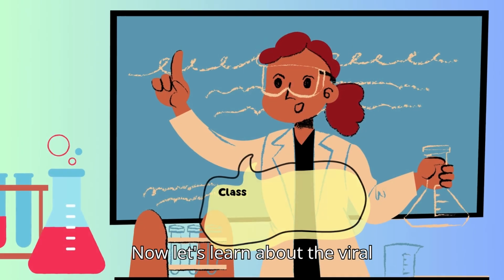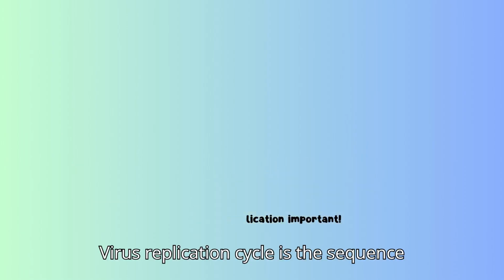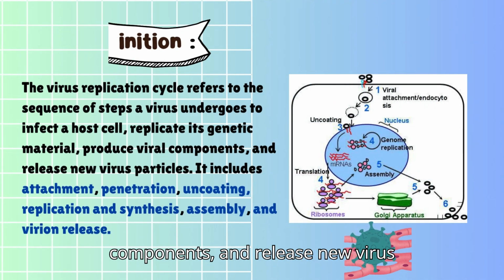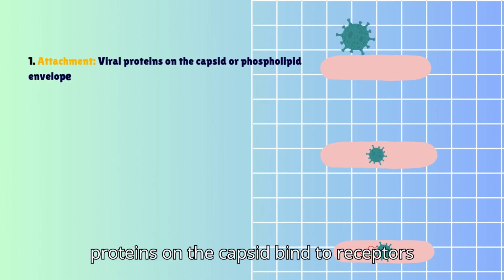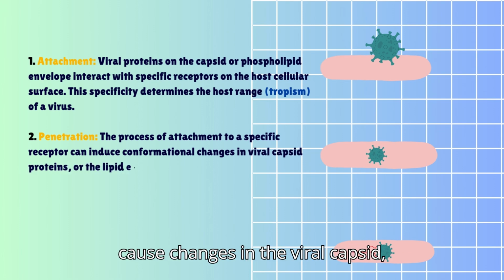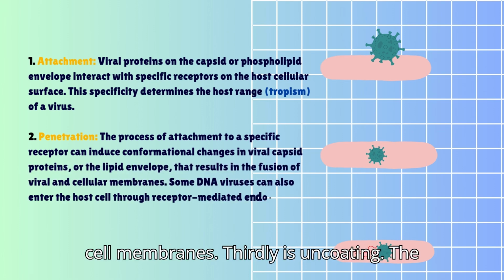Now let's learn about the viral replication cycle. Virus replication cycle is the sequence of virus infect host cell, replicate genetic material, produce viral components, and release new virus particles. Firstly is attachment, where viral proteins on the capsid bind to receptors on host cell surface. Secondly is penetration. The attachment process can cause changes in the viral capsid, causing the fusion of the viral and host cell membranes. Thirdly is uncoating.